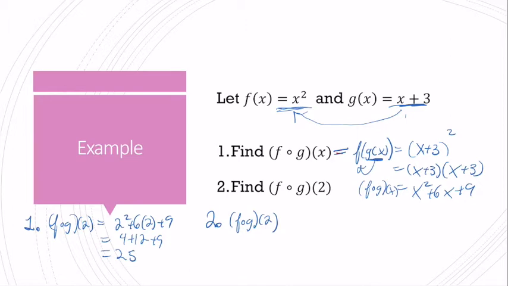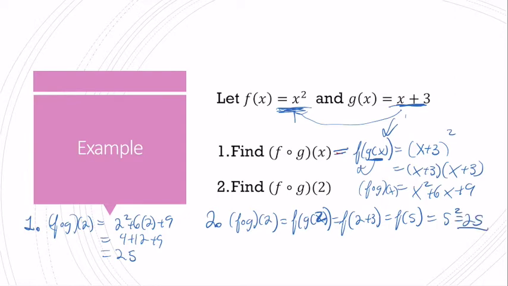The other way is if I wanted f composed with g of 2 and I hadn't already found what the two functions composed were, I would have f of g of x, but not x, f of g of 2. So that means I'd have f of, what's g of 2? Well, that's 2 plus 3, which is f of 5. Well, f is x squared, so 5 squared is 25. I would get the exact same answer, which is pretty darn cool.